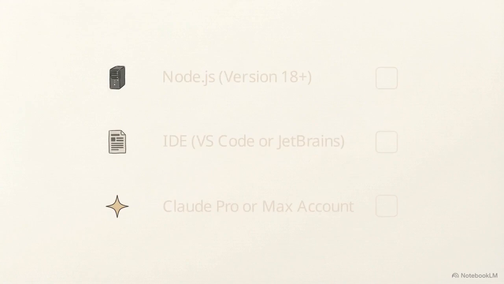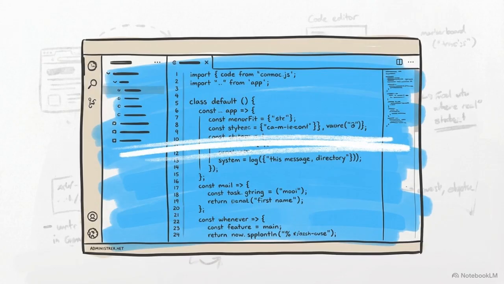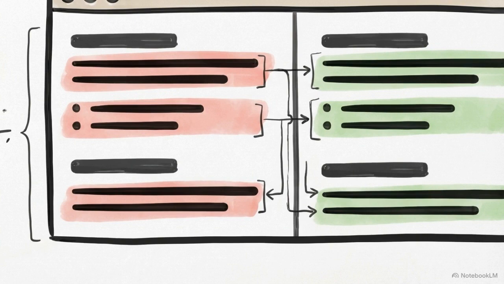To establish this local connection, your system must meet these three requirements: Node.js version 18 or higher, a modern IDE like VS Code or JetBrains, and an active Claude Pro or Max subscription. Once these technical baselines are met, your IDE is no longer just a text editor. It becomes a workspace where the AI has full visibility of your code and the ability to propose direct changes.